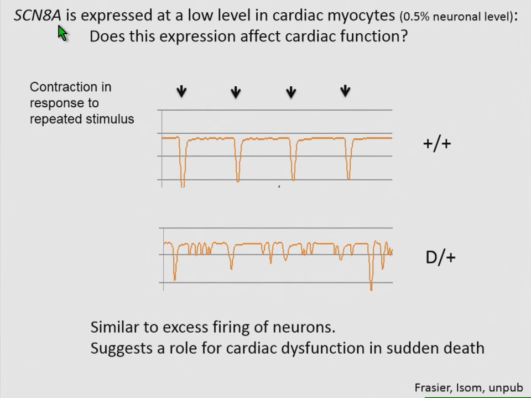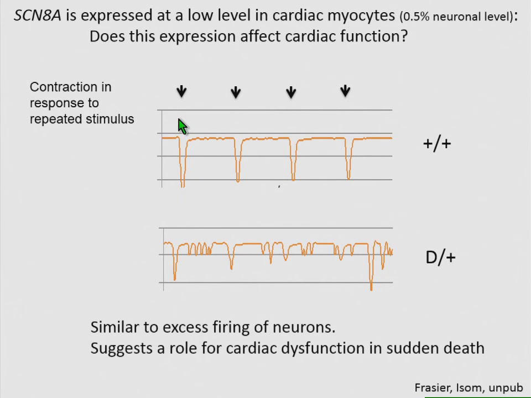Now, one thing we were able to do was to look at another organ. SCN8A is expressed at a very low level in cardiac myocytes and detected immunocytologically in the transverse tubules, where it's perhaps involved in excitation-contraction coupling. It's a very low level, and I was very skeptical as to whether this had any function or whether it was just this ectopic expression that you see with lots of tissue-specific promoters.